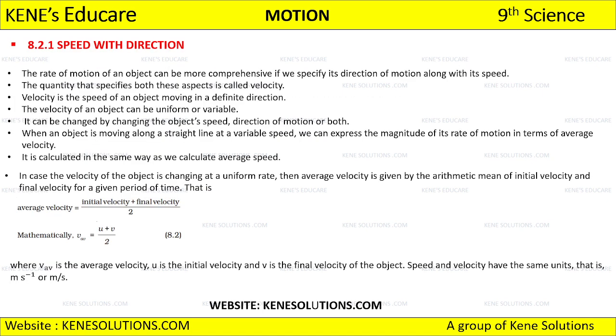After this activity, we even discussed speed with direction, right? So here we have the formula of calculating the average velocity. First we were discussing calculating the average speed. Then the next thing that we discussed was calculating the average velocity, whose formula is initial velocity plus final velocity divided by 2. And we represent average velocity as VAV, initial velocity as U, and final velocity as V. So the formula becomes VAV is equal to U plus V divided by 2, right?